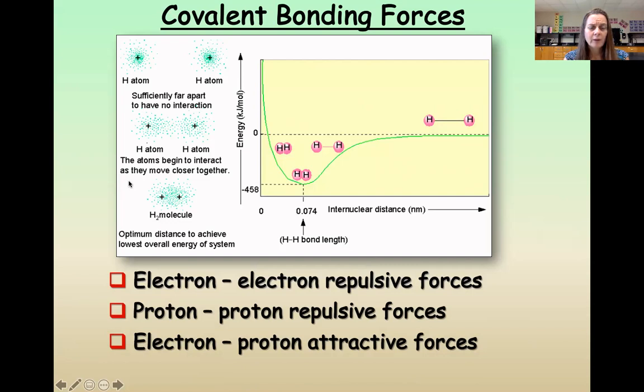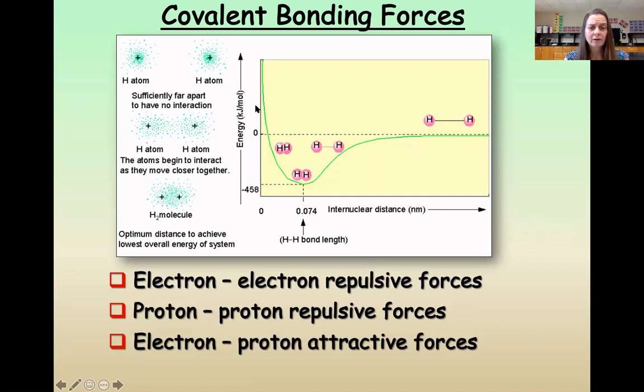And so as two atoms approach one another, we start to see the attraction of the electrons of one for the protons of the other, but we also start to see repulsion of the electrons of one for the electrons of the other and protons of one for the protons of the other. And the point at which the attractive and repulsive forces are most finely balanced is where a bond forms. And so that balance between attractive force and repulsive force is really what determines the length of the bond.